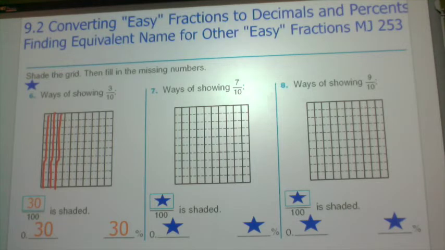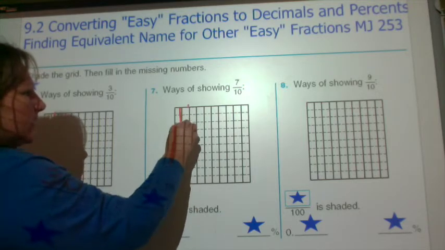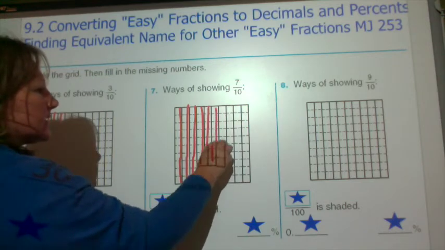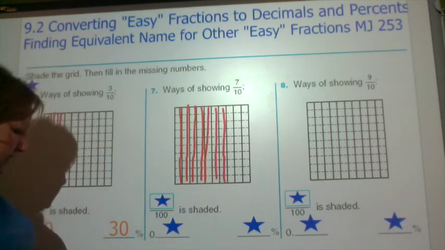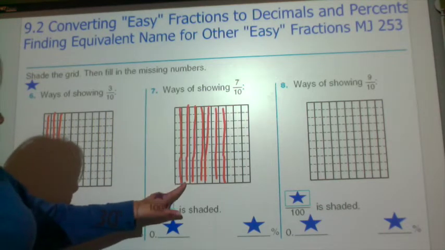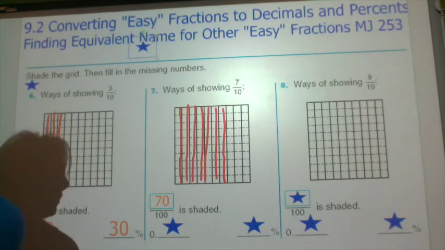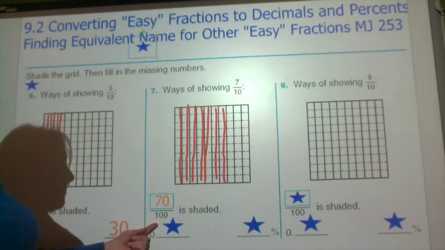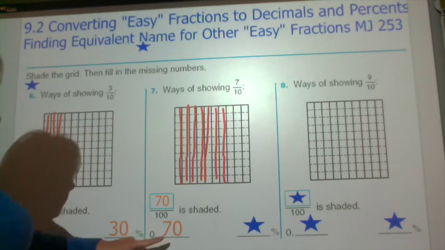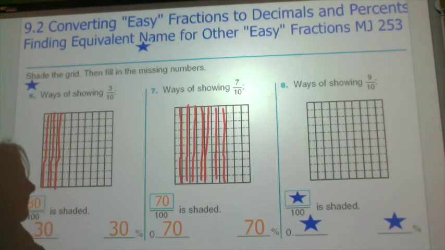Number 7, showing 7/10. I'm going to shade in 7 of these. 1, 2, 3, 4, 5, 6, 7. How many parts of 100 are shaded? 10, 20, 30, 40, 50, 60, 70. 70 hundredths are shaded. Oh, look at this. We have 100 as the denominator. We know that what that means. It means that's going to be your decimal, 0.70, or 0 and 70 hundredths, and 70%.